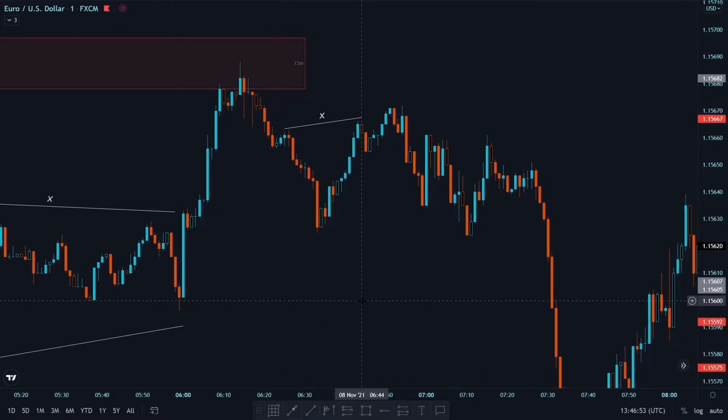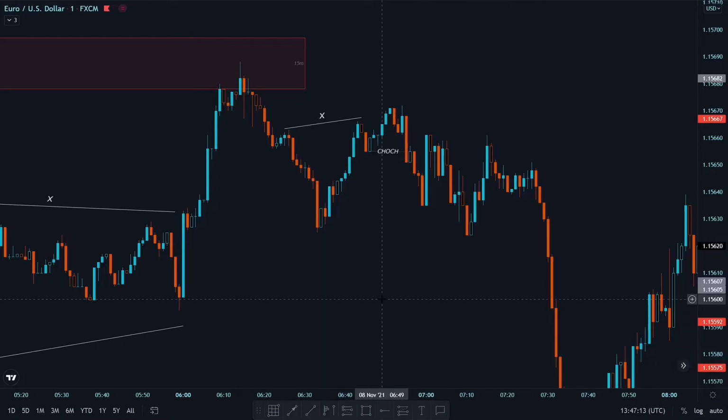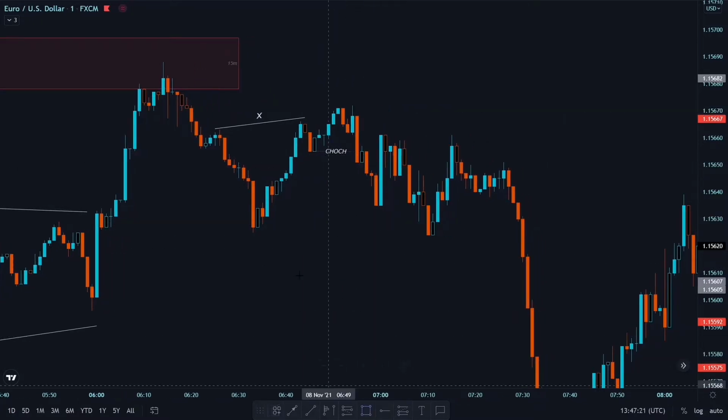These equal highs, we swept it from here and we get a change in character to the downside from here. So here we swept this liquidity, we got a change in character here. Also we tap into our demand zone. So this is our demand zone.